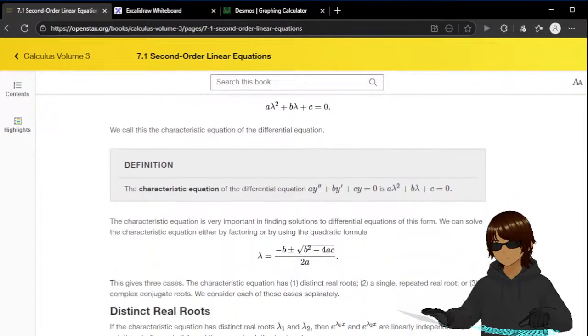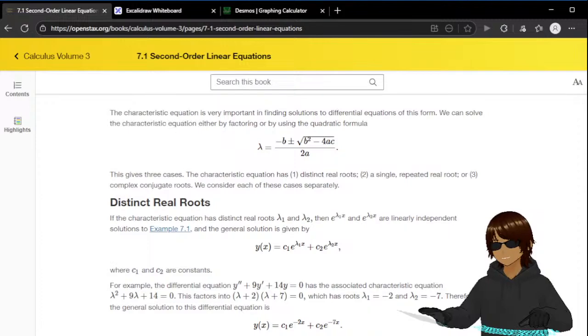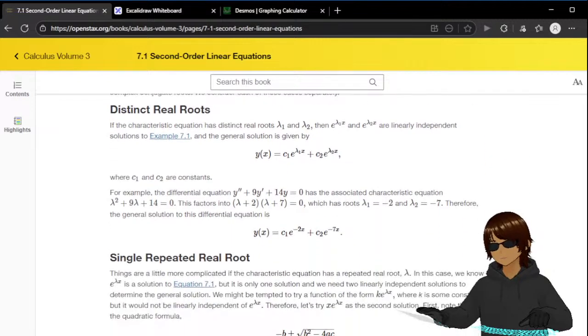Oh, we can just solve for lambda using the quadratic equation. There are three cases: two distinct real roots, a single repeated root, or complex conjugate roots. If the characteristic equation has distinct real roots, then e^(lambda1 x) and e^(lambda2 x) are linearly independent solutions to example 7.1. And the general solution is given by this.